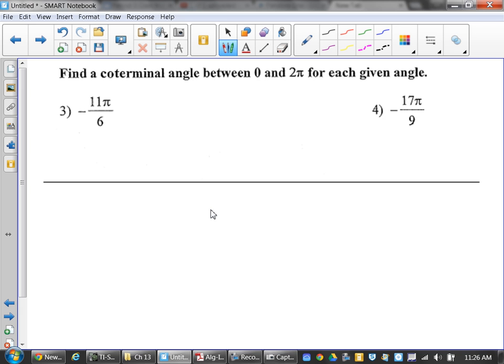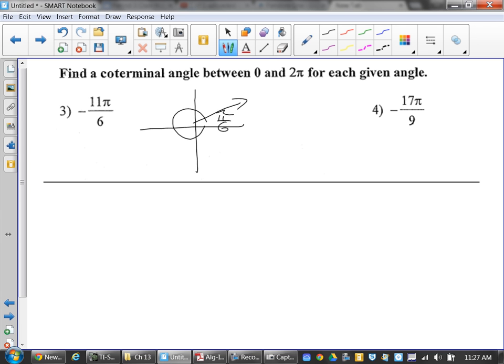So basically what you're doing here is finding a coterminal angle between 0 and 2 pi, starting out with a negative value, which means you're spinning around. So if I'm at negative 11 pi over 6, it's almost one way around. Well, how much is left? Pi over 6. So my positive angle there is pi over 6. That's it. It just says find the angle, and that's all it is.